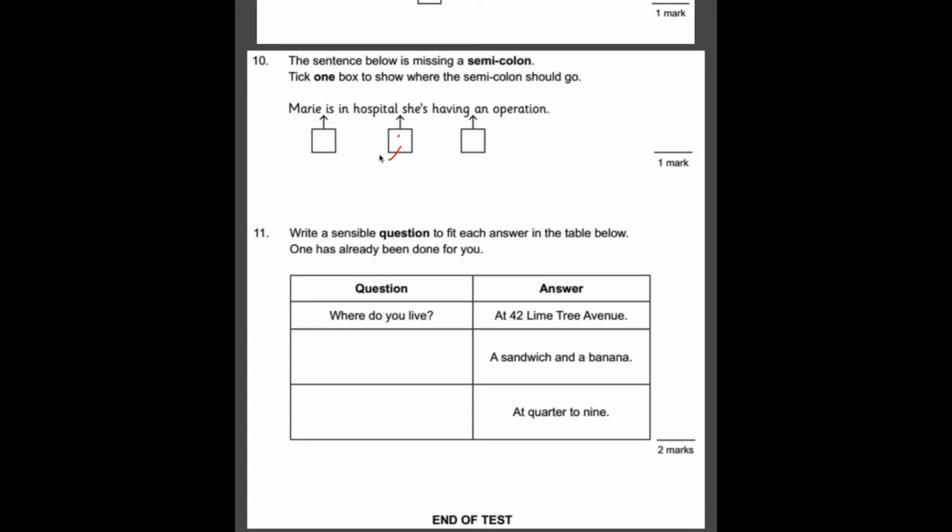Number 11, write a sensible question to fit each answer in the tables below. One has been done for you. I'm not going to go through this in a huge amount of detail. You need to think of a question that you could ask that would give you the answer, a sandwich and a banana, or at 8:45. So the first one, for example, could be, what have you got for lunch today? A sandwich and a banana. That makes sense. And the last one could be, what time does the film start? At 8:45. Obviously, you don't have to use those exact questions. You can make up your own, but as long as the sensible, logical answer would be those on the right, then you would get the mark for those.